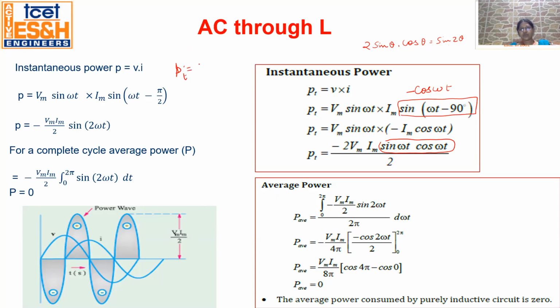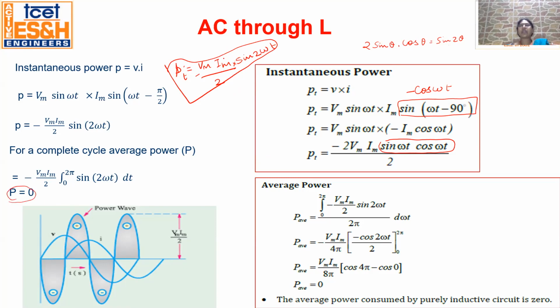PT is equal to Vm Im by 2. So you have the instantaneous power of Vm Im by 2. But here one more component, sine 2 omega t, is multiplied. So this is the total instantaneous power across the inductor. Now see, why is this power equal to 0?